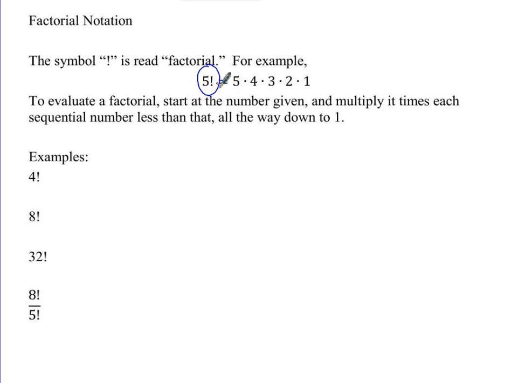So 5 factorial turns into 5 times 4 times 3 times 2 times 1. And then you'd multiply that all out. 5 times 4 times 3 times 2 times 1 is 120.